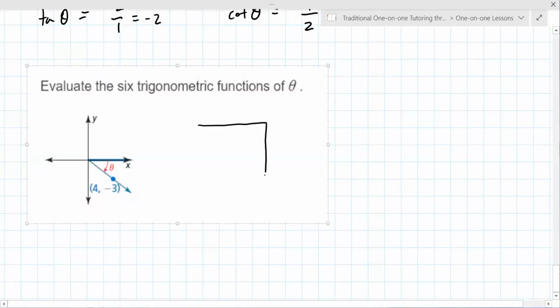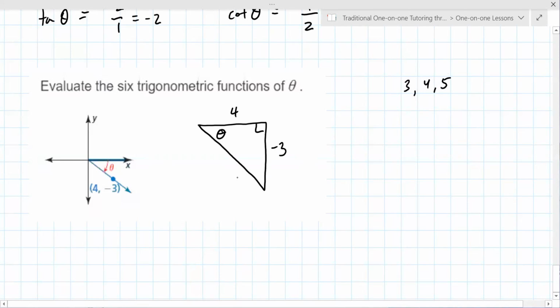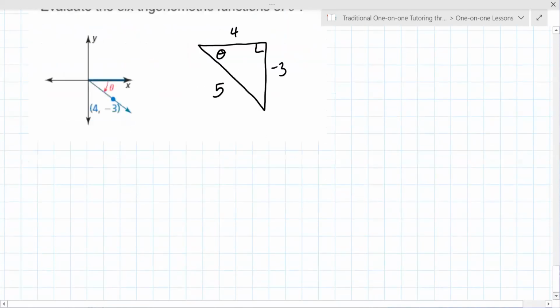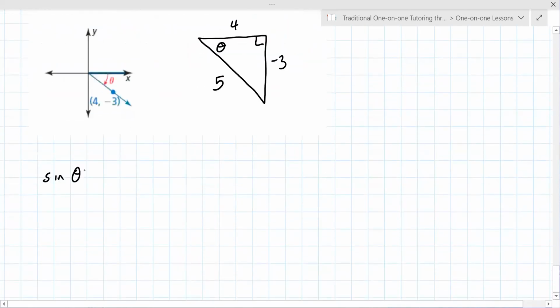So again, I'm going to just draw that reference triangle that I keep mentioning here. There's theta. X is 4, y is -3. And this is a 3, 4, 5 triangle, so the hypotenuse is 5. It's always positive. The sine of theta is the opposite over the hypotenuse, -3/5. The cosecant of theta is the reciprocal of this number, -5/3.